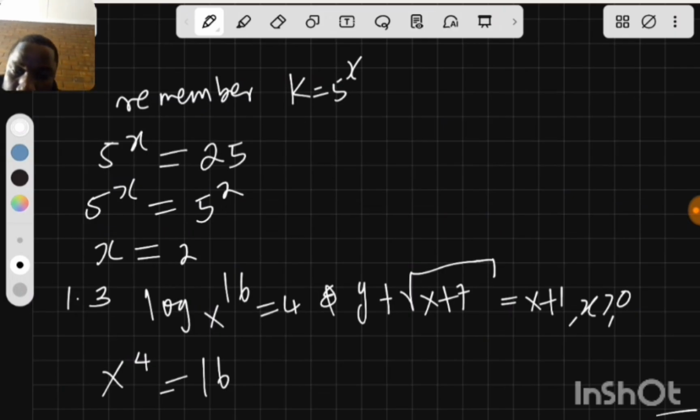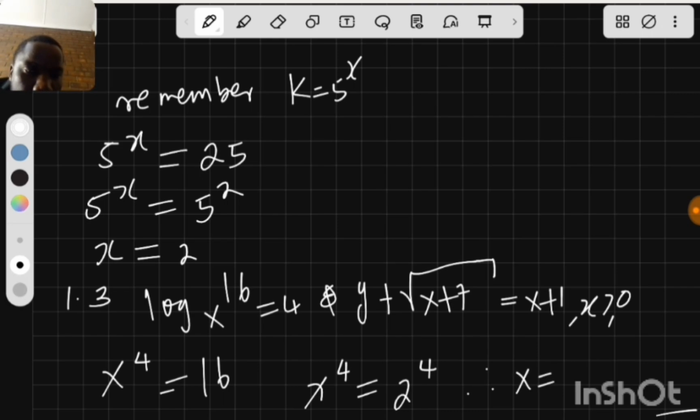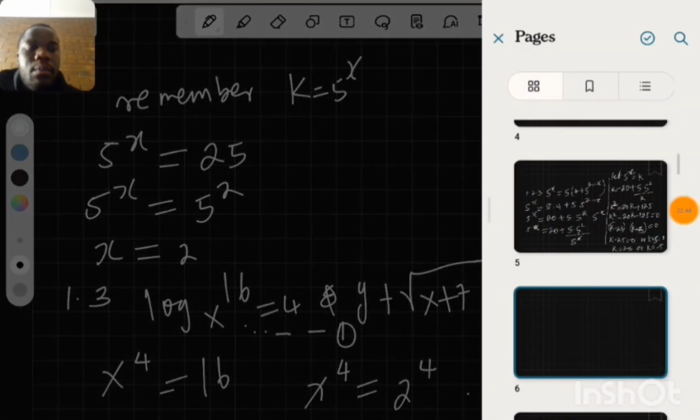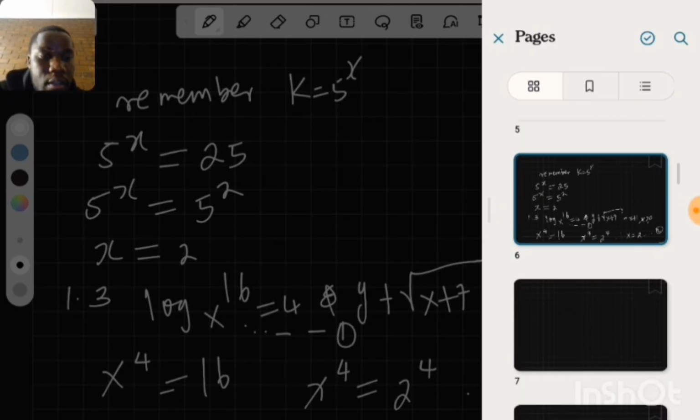We can change this into the power of x to the power 4 is equal to 2 to the power 4, which is 16. Therefore x will be equal to 2. You can name it equation number 2. This one is equation number 1. Let's check the next page.